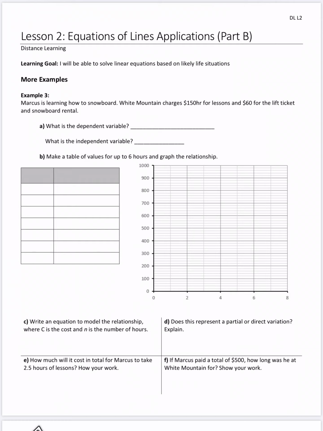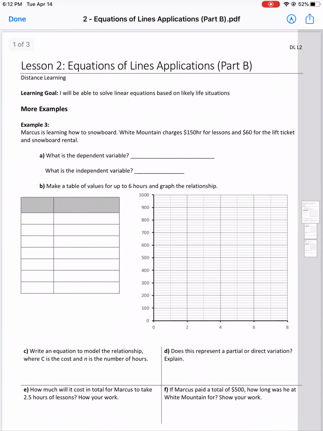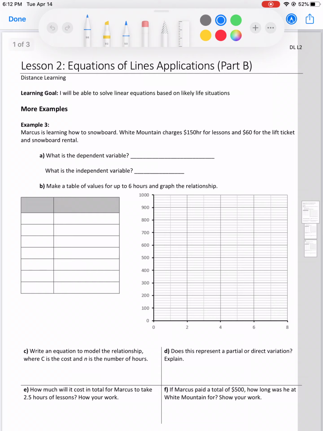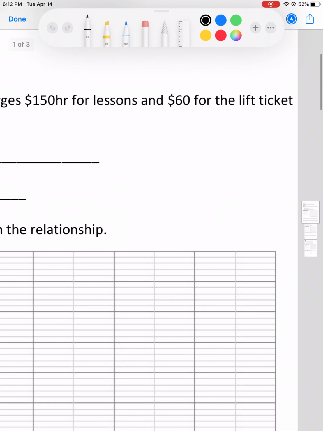Okay, so example 3. Marcus is learning how to snowboard. White Mountain charges $150 an hour for lessons and $60 for the lift ticket and the snowboard rental. I know, crazy snowboarding prices. So, what is the dependent variable? What is the independent variable? So again, what are the two variables? That is the best place to start.